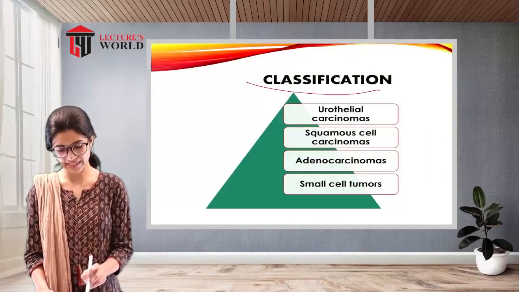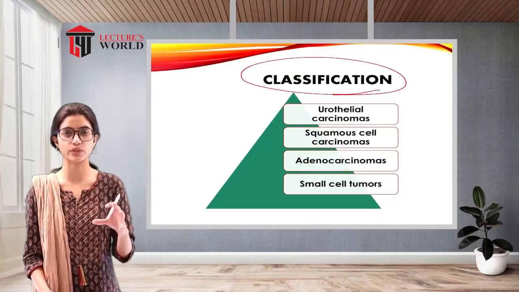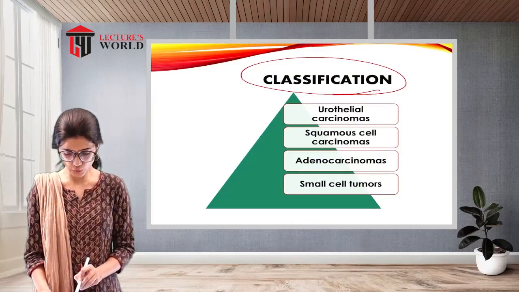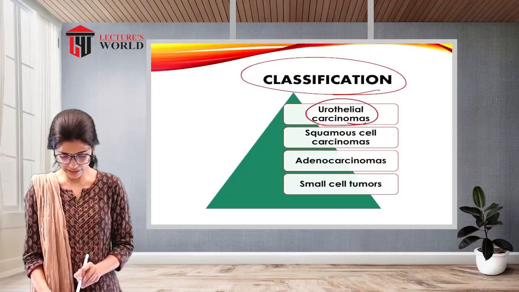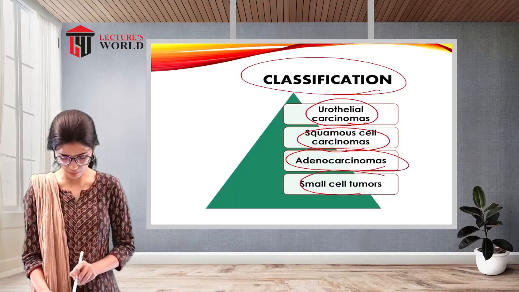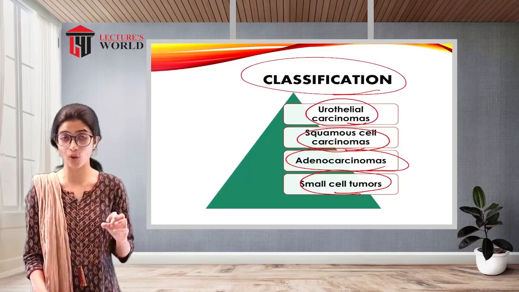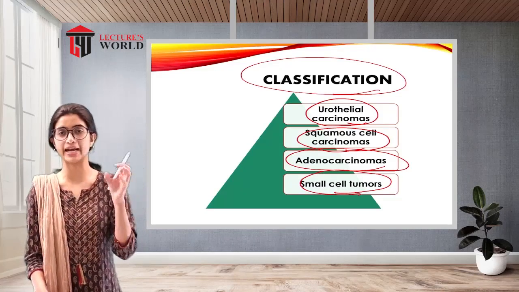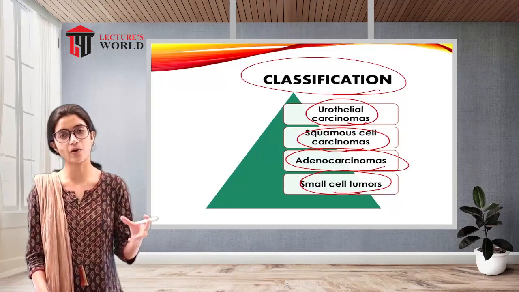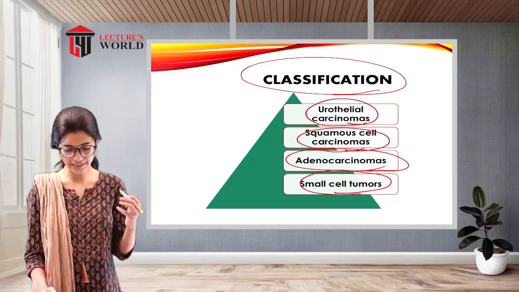Now, looking at the classification, the types of cancer that affect the urinary bladder are the urothelial carcinomas, the squamous cell carcinomas, the adenocarcinomas, and the small cell tumors. So, bladder cancer can be a urothelial carcinoma, a squamous cell carcinoma, an adenocarcinoma, or a small cell tumor. Let us discuss in detail.